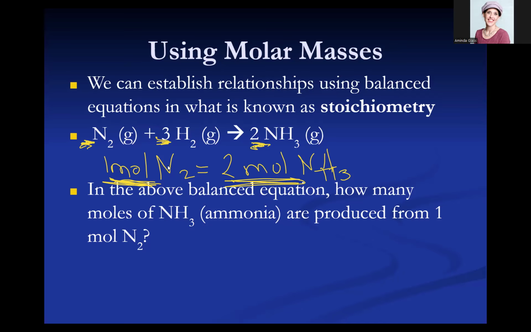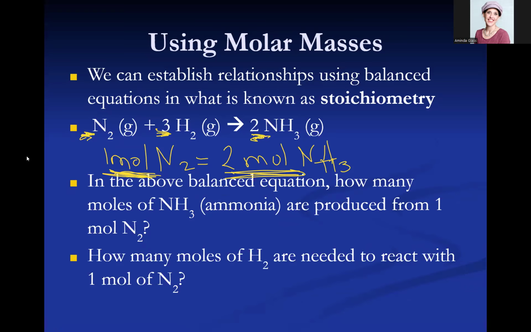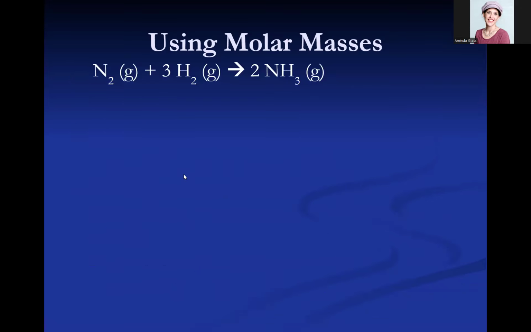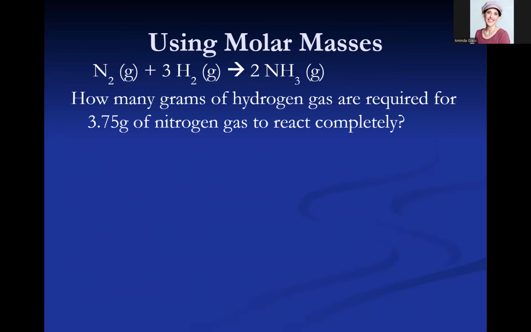That's all we're doing. So now we look at this and we say, well, how many moles of H2 are needed to react with 1 mole of nitrogen? Well, my ingredient list, I need 3 moles of H2 for every 1 mole of N2. All I'm doing is looking at the balanced equation to come up with these numbers. This is our recipe. N2 plus 3H2 produces NH3.